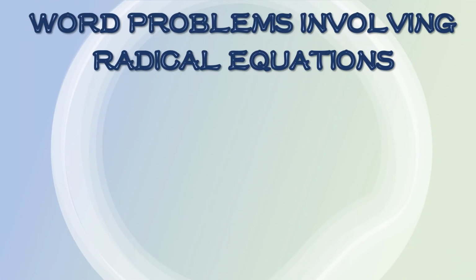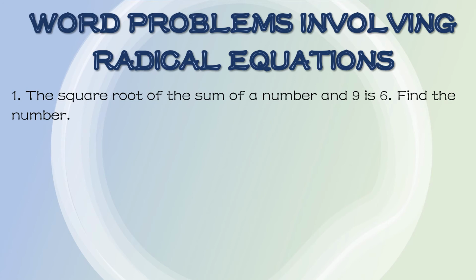Let us now proceed on the word problems involving radical equations. First situation, the square root of the sum of a number and 9 is 6. Find the number. So, dito para lang tayo nag-word problem or nagsosolve ng word problem involving the number. So, ang kaibahan lang, kailangan nating i-involve yung square root symbol or yung radical sign. So, let's have the solution.